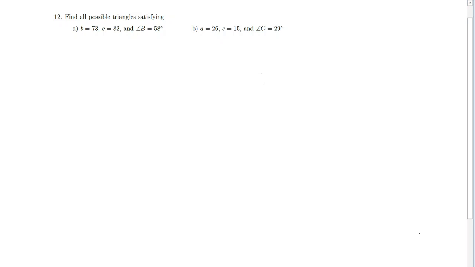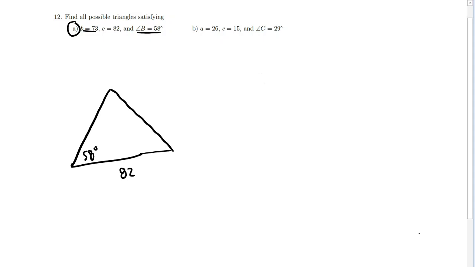So let's go over one last example here, and let's find all of the possible triangles satisfying the conditions in part A. Here we have a side length and its opposite angle. So here I have my angle 58 degrees. I've got a side length of 82, not opposite 58 degrees, and then I've got a side length of 73 that is opposite our angle. So here we've got angle B, side C, angle C, so that makes this angle A and this side a.